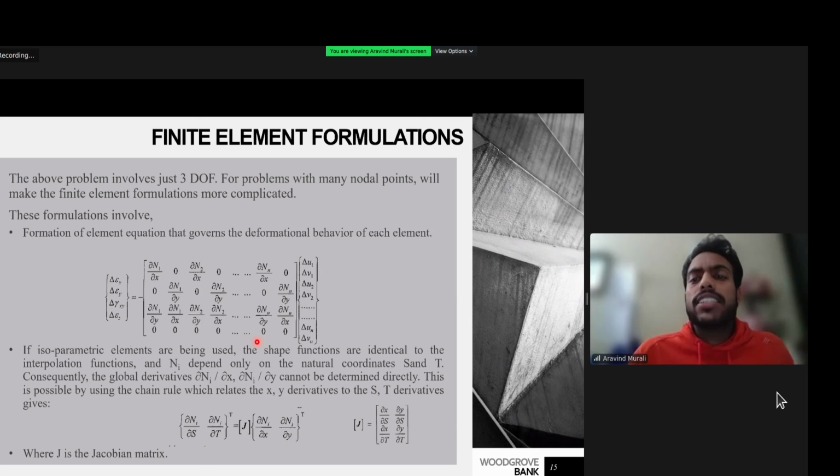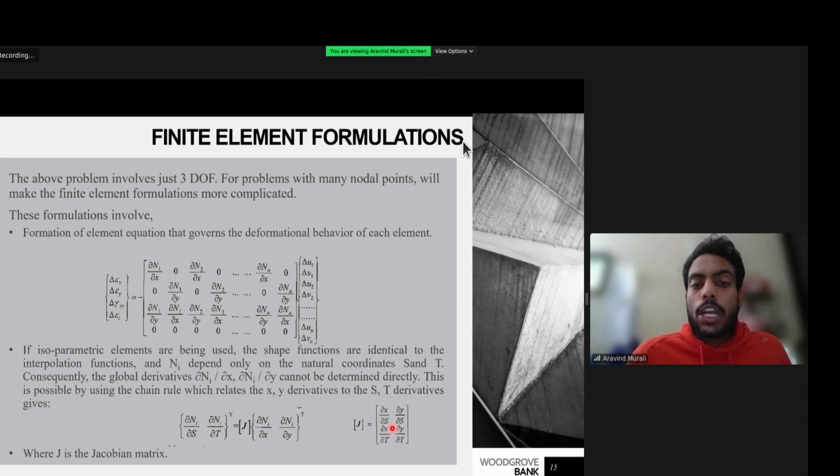So the above formulations are just for a 3 degree of freedom system. Real life problems with a huge number of nodal junctions will result in complicated finite element formulations, which initially involve formulation of element level equations as given below. When these elements are isoparametric, the shape function only depends on the natural coordinates, like the coordinates s and t, which are derived using the equation given below, which includes the Jacobian matrix.